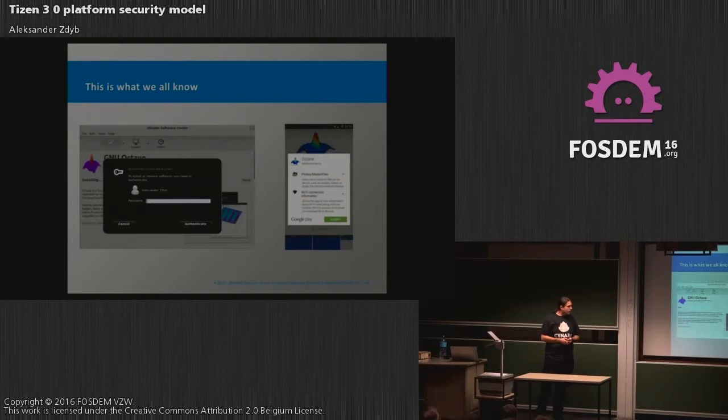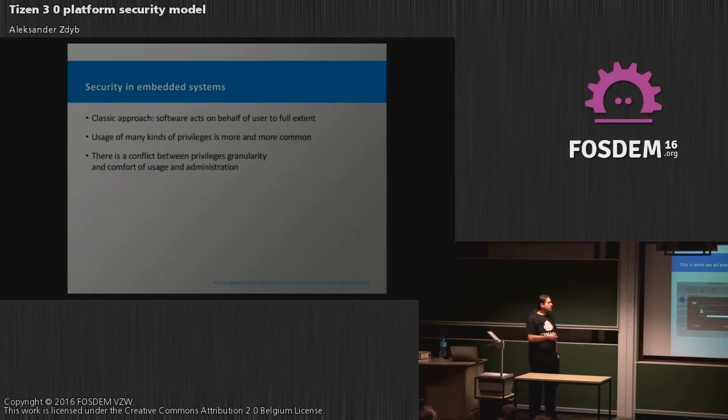For example, take basically the same application being installed on Ubuntu and on Android. What's the difference? When we click install, Ubuntu asks us for our password to authorize the installation process, but on Android, for example, and this is common to most mobile systems, it asks about privileges granted to the application.